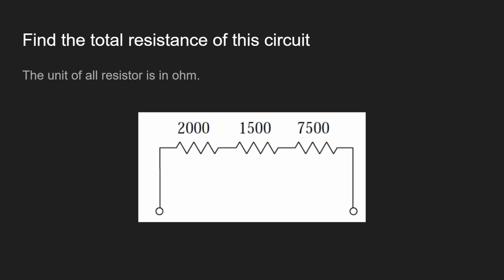The circuit will become 3,500 ohm plus 7,500 ohm, and you add them up, it will become 11,000, which equals 11k ohm.